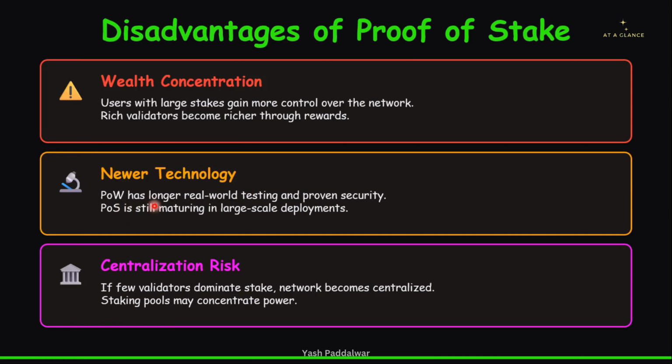Newer technology: POW has longer real world testing and proven security. Yes, POS is still maturing in large scale deployments. So this is one of the drawbacks of it. Next is centralization risk. If a few validators dominate the stake, then the network becomes centralized. Yes, but our main motive of blockchain is to create a decentralized distributed environment. But if a few validators dominate the stake, then in that case centralized behavior will be seen. Staking pools may concentrate the power. So I hope all the disadvantages of proof of stake are clear to you all.